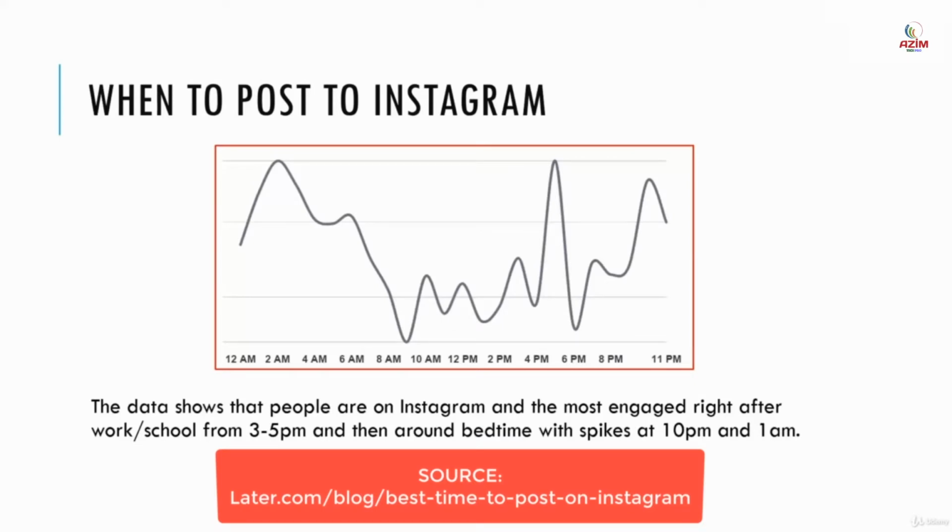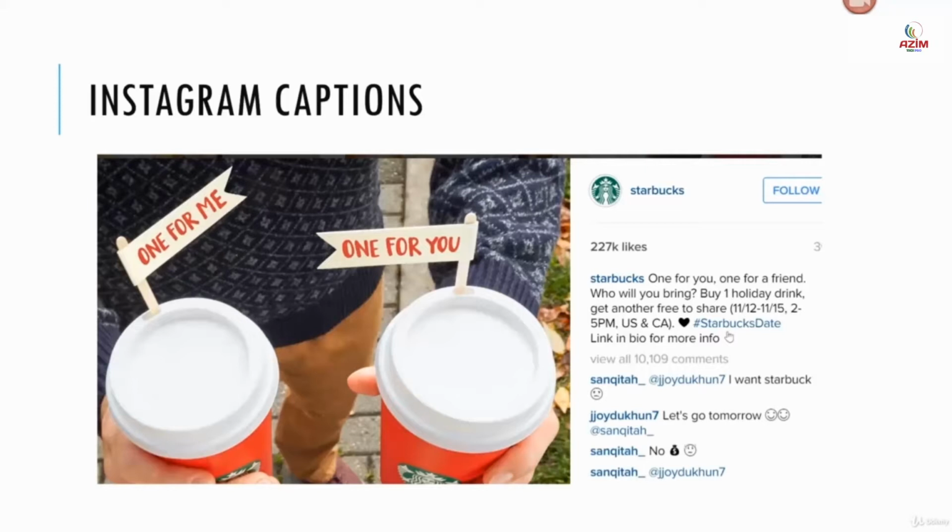So when should you post to Instagram? According to the app Later, the following data was captured for the best engagement times, so the best times to post on Instagram. And by engagement, I mean likes and comments, divided by the number of followers gained. So this data shows that people are on Instagram and the most engaged right after work or school from 3 to 5 p.m. and around bedtime with spikes at 10 p.m. and 1 a.m. So these are great times to post your actual content because you're going to be at the top of their newsfeed.